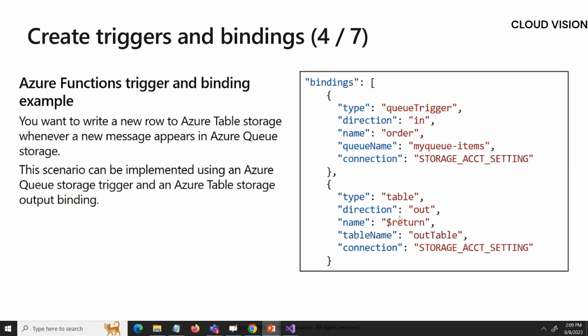And when your function returns a result, that result will be stored in a variable called $return, and then it will act as the output parameter. Whatever is there will be sent to the destination, which you can configure. So that's a binding type.